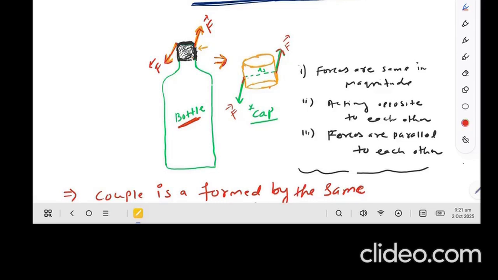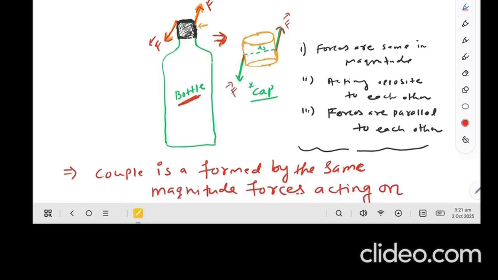A bottle is filled with a fluid, and this black one is the cap of this bottle. Whenever we open this cap, a torque is acting on it, which means there will be two forces acting on this cap. If you want to make the force diagram of this cap, we can see here: this is the cap, and one force is acting in this direction and another force is acting in this direction. So two forces are acting on this cap when we open it.